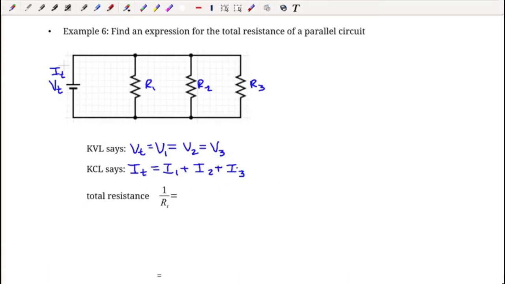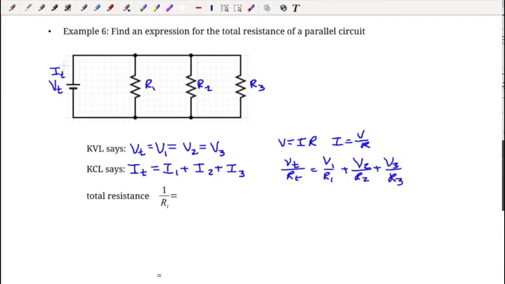So in this case, I'm going to substitute V equals IR, or in this case actually I equals V over R, into my current law. So I total is going to be V total over R total, and that's going to be equal to V1 over R1 plus V2 over R2 plus V3 over R3.